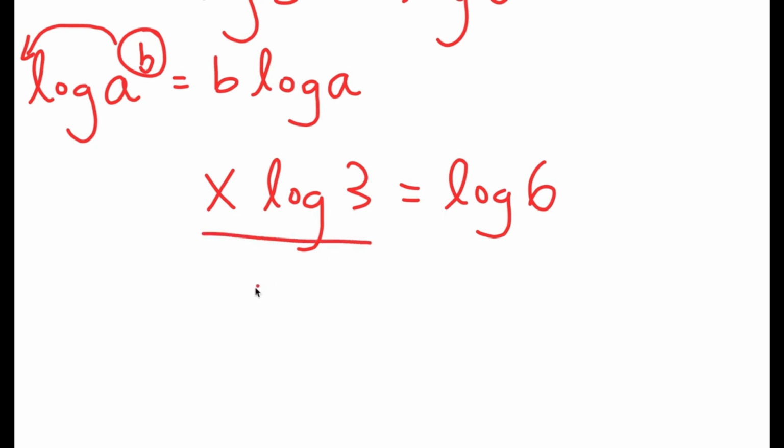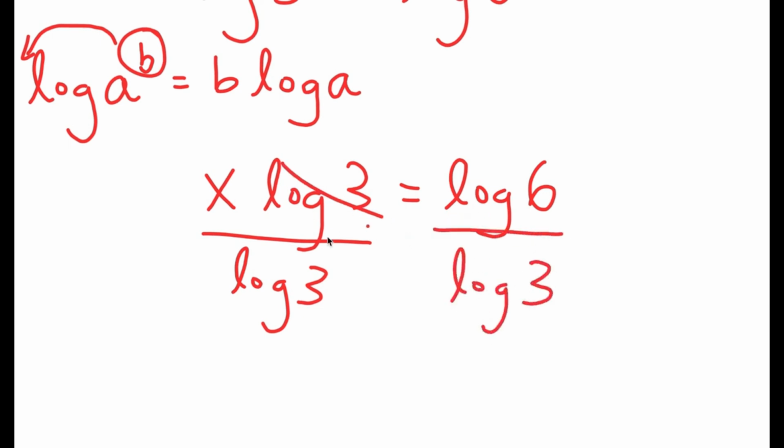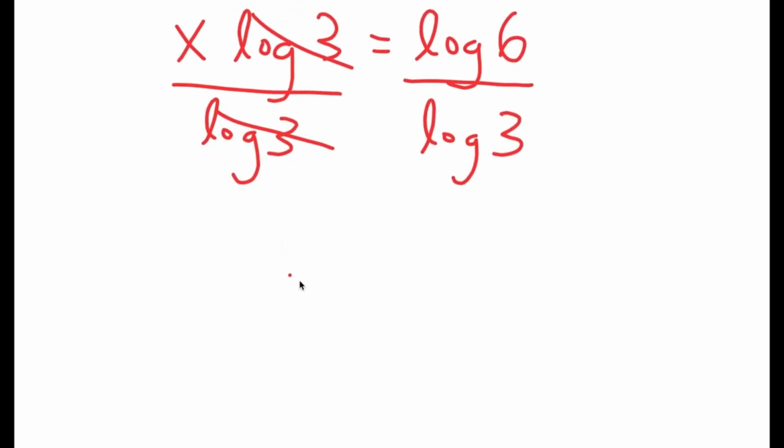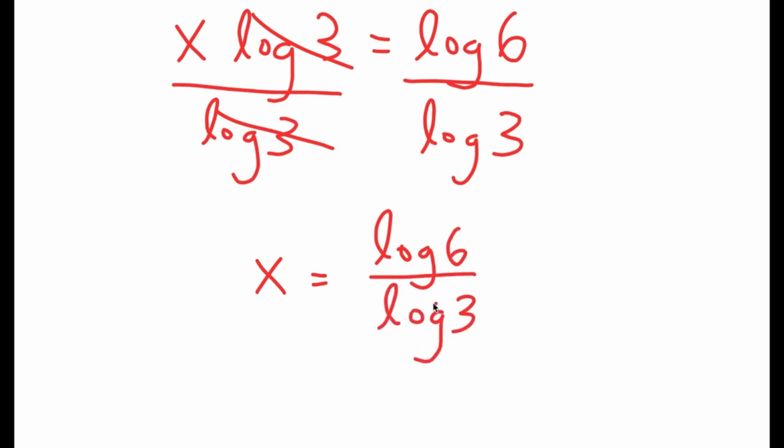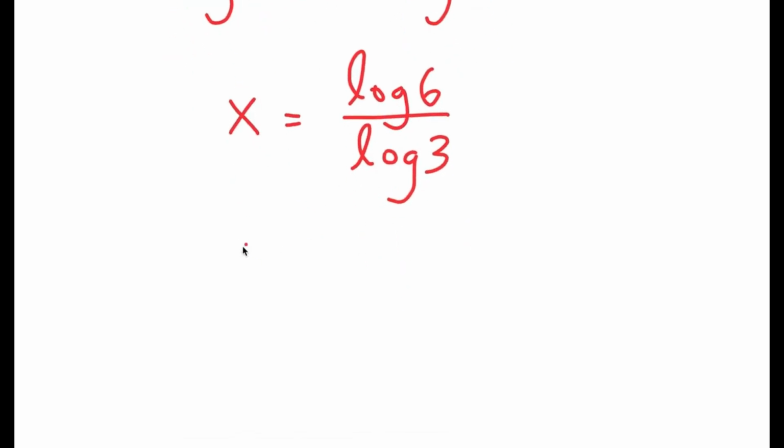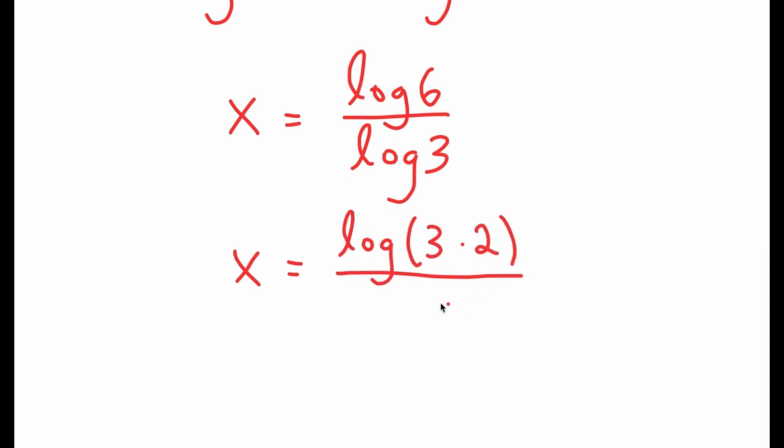Now I'm going to divide both sides by log 3, because again, we want to isolate x. By doing this, these two cancel out, and I get x is equal to log 6 over log 3. Now, what I'm going to do is rewrite log 6 as log of 3 times 2. So I have log of 3 times 2 over log 3.